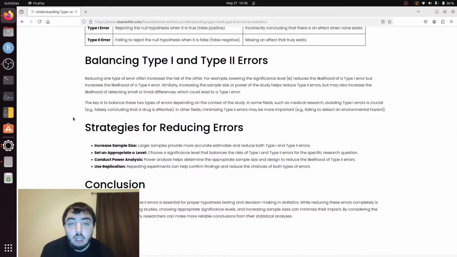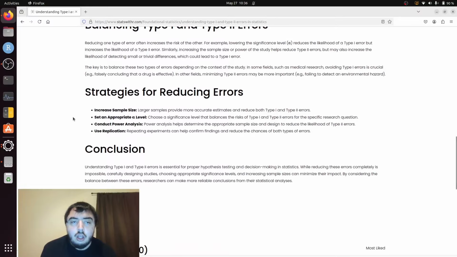Okay, so let's talk about how you reduce errors. Increase sample size. That works for both. Type 1 and type 2 errors both do better with increased sample size. It is never wrong to do that.